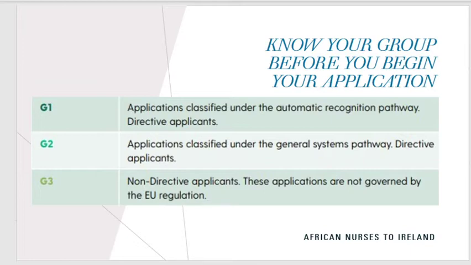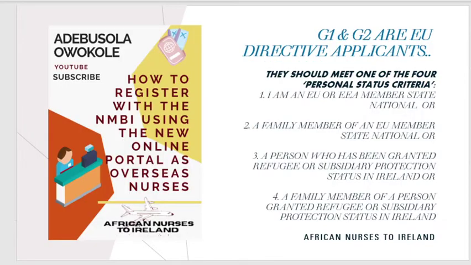They are Group 3. So definitely you know that African nurses fall under Group 3, especially African nurses who didn't study abroad or who didn't practice outside their home country. Group 1 and Group 2 applicants are EU directive applicants. They should meet one of the 4 personal status criteria. I'm just explaining this, I'm not going to dwell on them because we are actually going to Group 3.